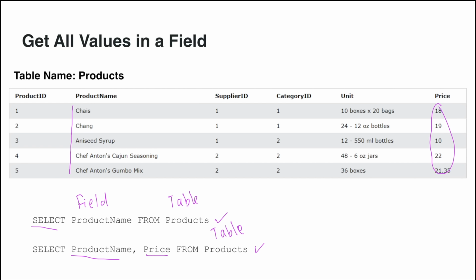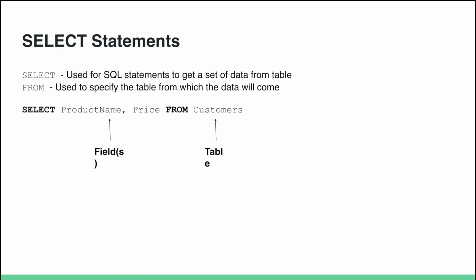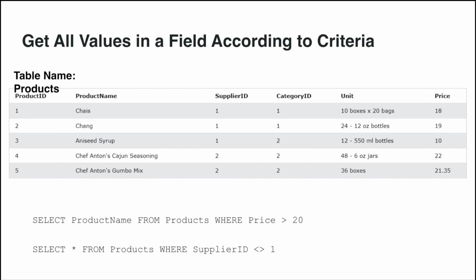So that's how SELECT and FROM work. We're selecting a field from a table. I don't know why my formatting went haywire here, but this is basically just representing the concept that I just went over. And these are generally just called select statements. Now there are a few other things we can do with select statements. So let's take a look at this one right here. We have a table name of products.